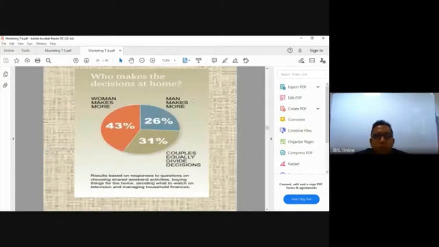In a household situation, results based on responses to questions on choosing shared weekend activities, buying things for the home, deciding what to watch on television, and managing household finances: who makes the decisions at home? Women make more. 43% of household decisions are made by women.